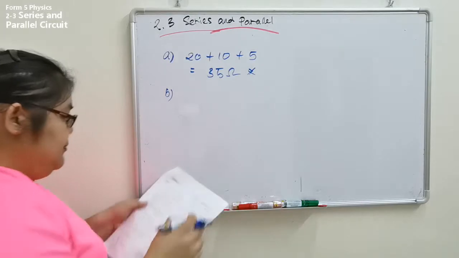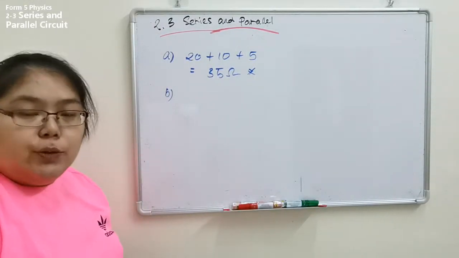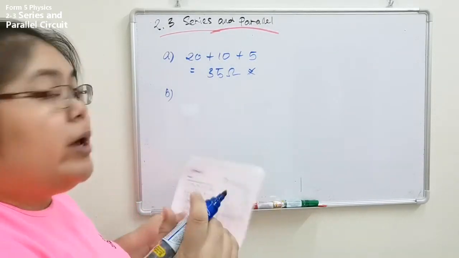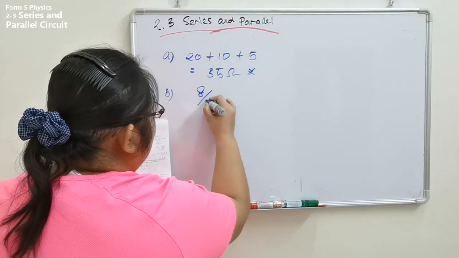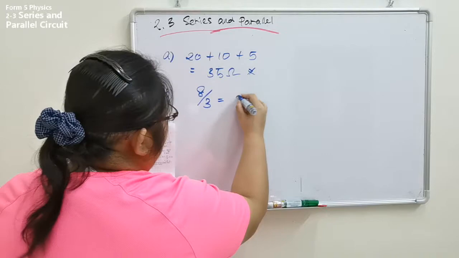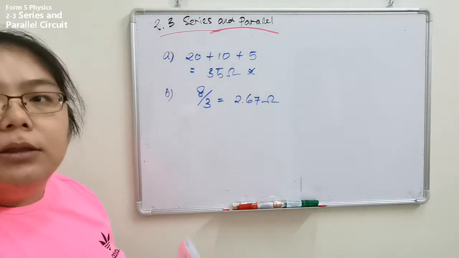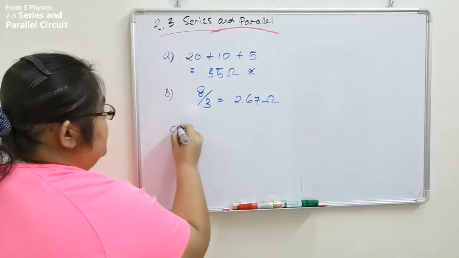Okay, let's see B. B is all parallel. I told you, when all are parallel and have the same resistance, so 8, 8, 8, what to do? We take the total resistance as 8 divided by 3, so it becomes 2.67. Two decimal points, in decimal, don't put it in fraction.